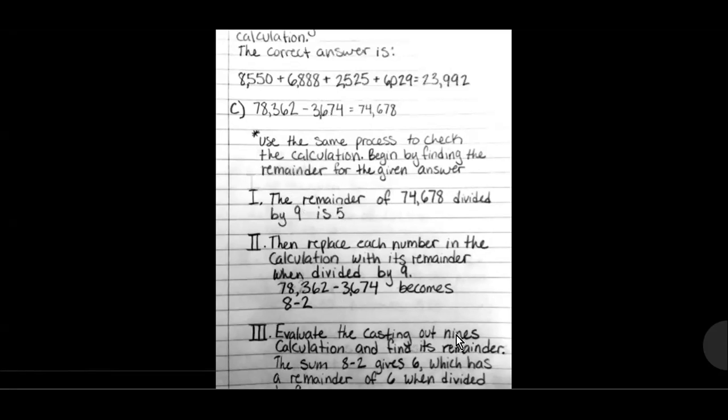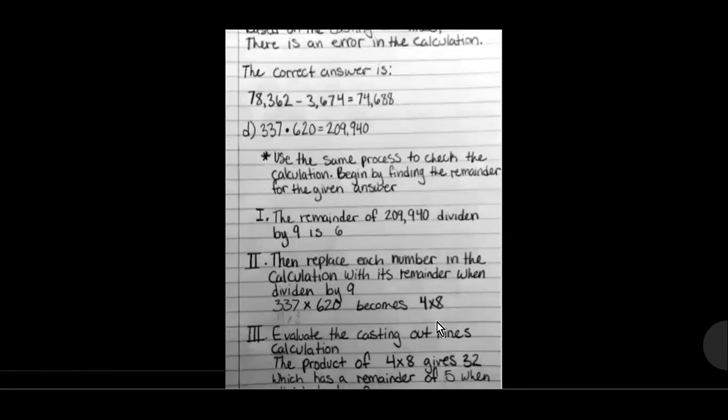So then we evaluate the casting out 9's calculation and find its remainder. The sum of 8 minus 2 gives us 6, which has a remainder of 6 when divided by 9, because 6 cannot be divided evenly into 9. So therefore, it just stays the same. Based on the casting out of 9's, we see that this minus this does not equal the other number we had. So this minus this is actually going to give us 74,688.